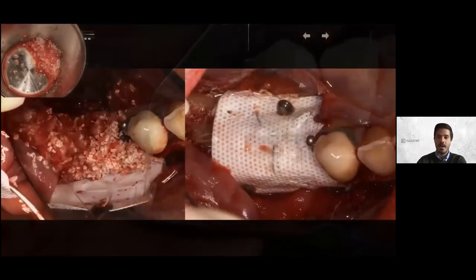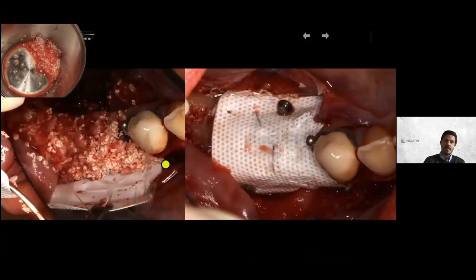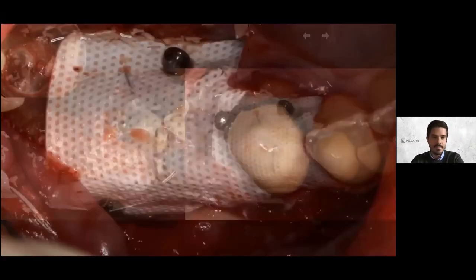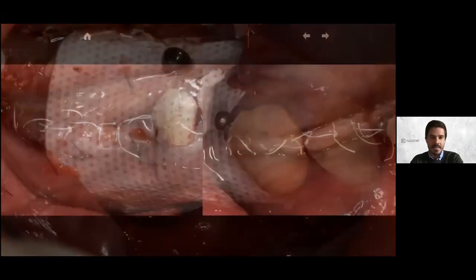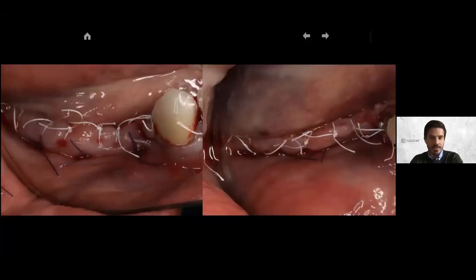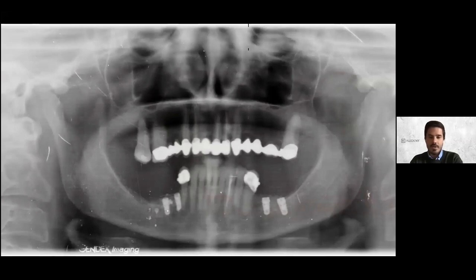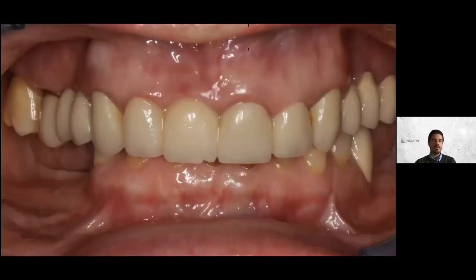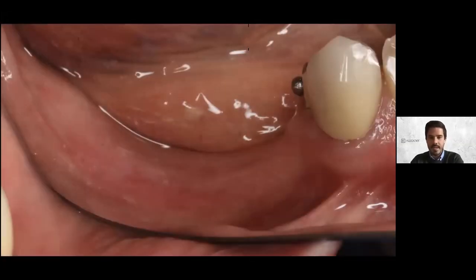This is how it looks after placing our grafts, 50% autologous bone and 50% xenograft, with a PTFE membrane, fixed by means of pins, and a double layer suture. This is the long term, 6 months later, 9 months later, and this is how it looks 1 year later. This is before, and this is after.